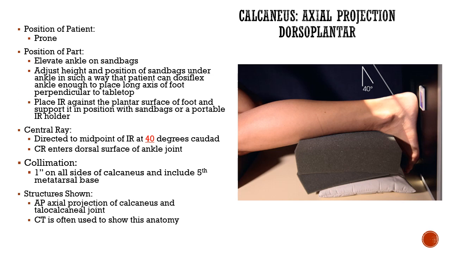We're going to angle 40 degrees caudad this time and enter the dorsal surface of the ankle joint. We're going to have collimation of 1 inch on all sides of the calcaneus and include the fifth metatarsal base. And we're going to have an AP axial projection of the calcaneus and talocalcaneal joint. CT is often used to show this anatomy.